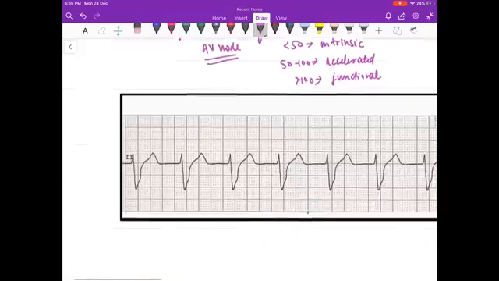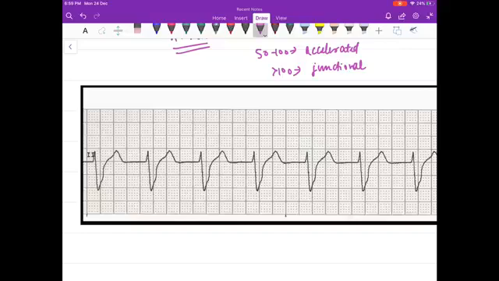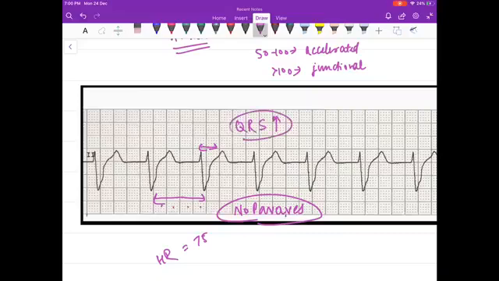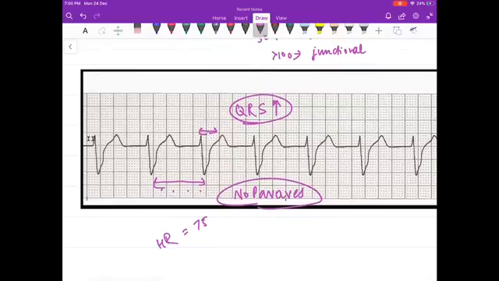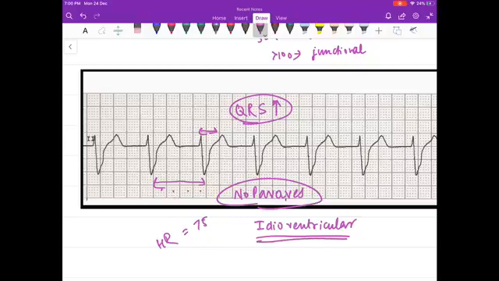Okay friends, so moving on to the next ECG. Again the same steps, you calculate the heart rate. It is approximately 1, 2, 3, 4, 75. Heart rate is 75. We cannot see any P waves. So if there are no P waves, what do you think friends? We move on to the QRS complex. The QRS complex is around one box. It means QRS interval is prolonged. And QRS interval is prolonged in ventricular arrhythmias. So it is an idioventricular rhythm. When the QRS is prolonged, it is mostly an idioventricular rhythm.